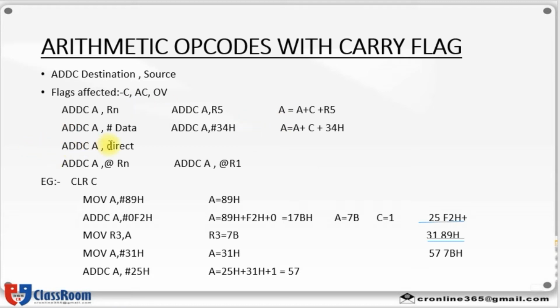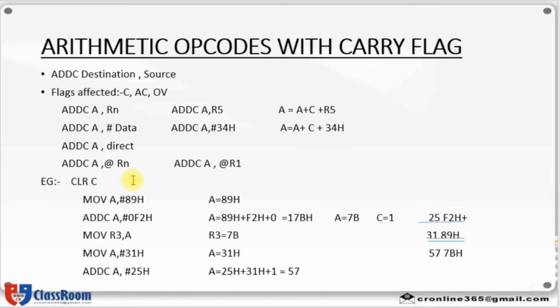Then ADDC A, direct. Direct address contents plus accumulator contents plus carry. Result will be stored in accumulator. Then ADDC A, @Rn. ADDC A, @R1. R1 is pointing some address. That address contains some data. That data is added with the accumulator plus carry value. Then the result will be stored in accumulator. You can see this example for more clarification.